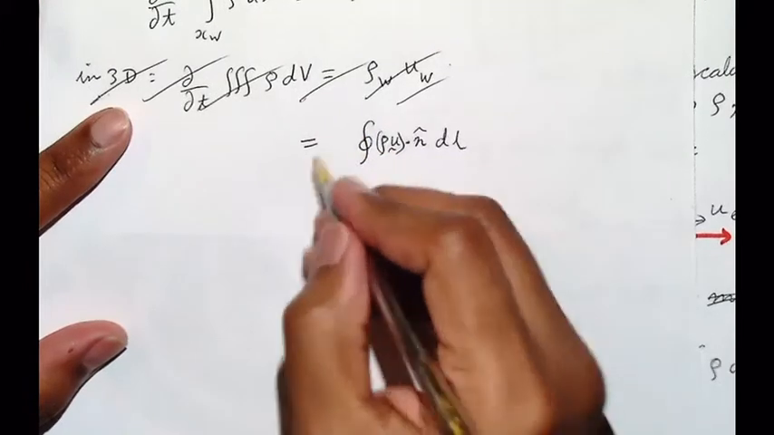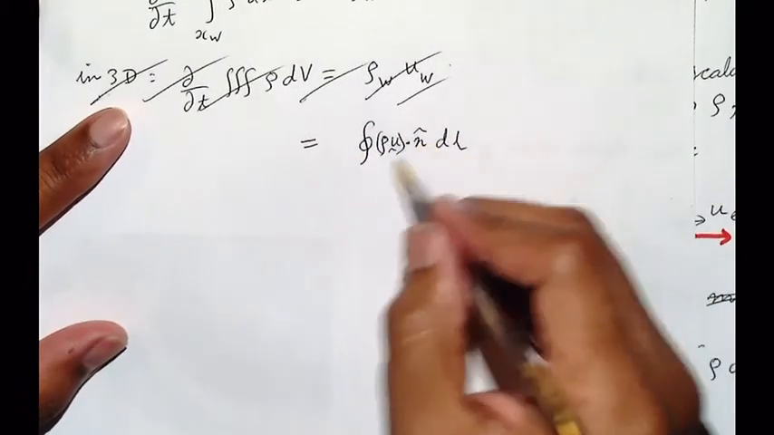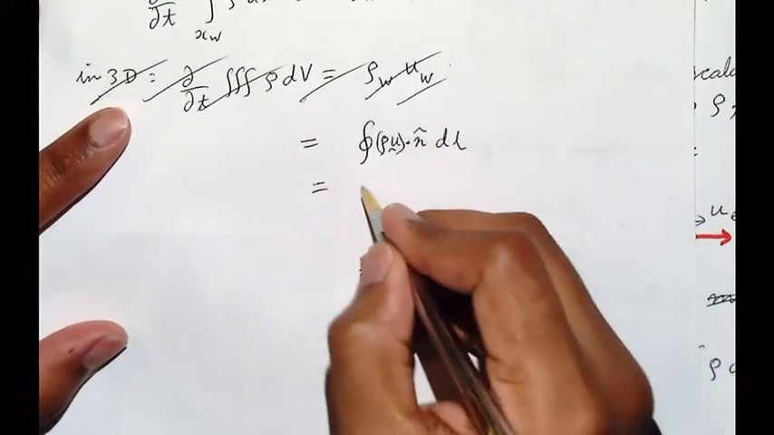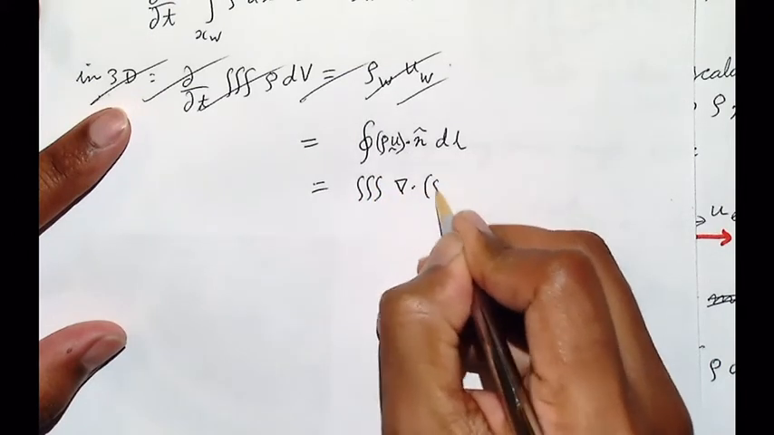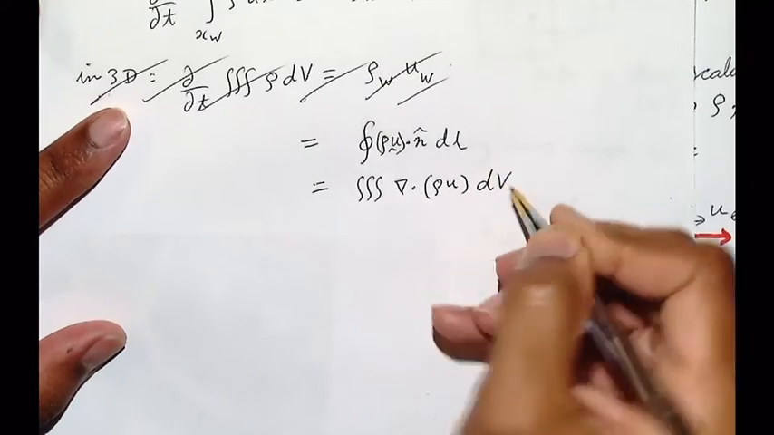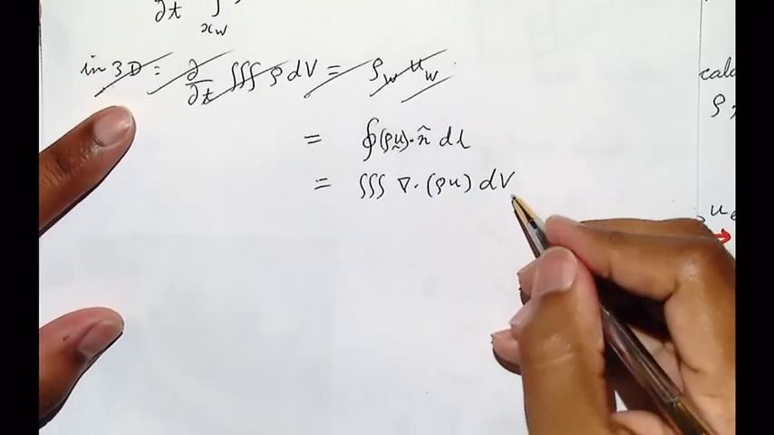Okay, and again, we can jump from one form to another using the Gauss theorem, which this is just the triple integral of nabla dot rho u dv. And let's go into the differential equation again.